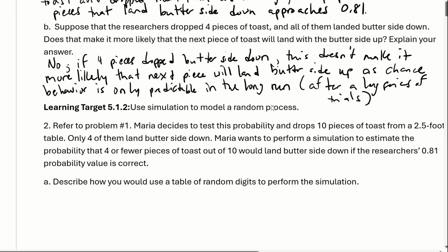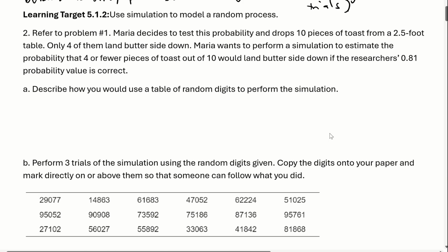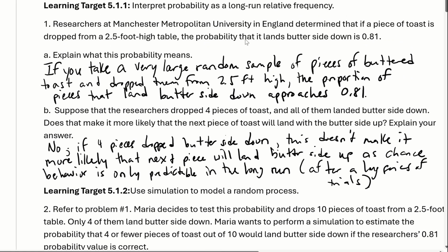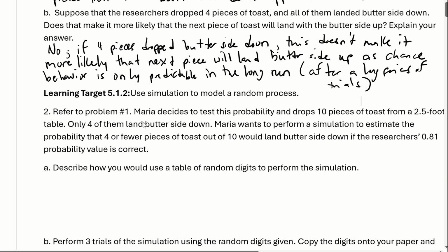All right, so now the next learning target is use simulation to model a random process. So number 2, refer to problem number 1. Maria decides to test this probability and drops 10 pieces of toast from a 2.5-foot table. Only 4 of them land butter side down. That's pretty low, considering the probability that it lands butter side down is 0.81. So that's like 81%, or 4 out of every 5 pieces of toast, or in other words, 8 out of every 10 pieces. But here she dropped 10 pieces of toast and only 4 of them landed butter side down, which is pretty unusual.